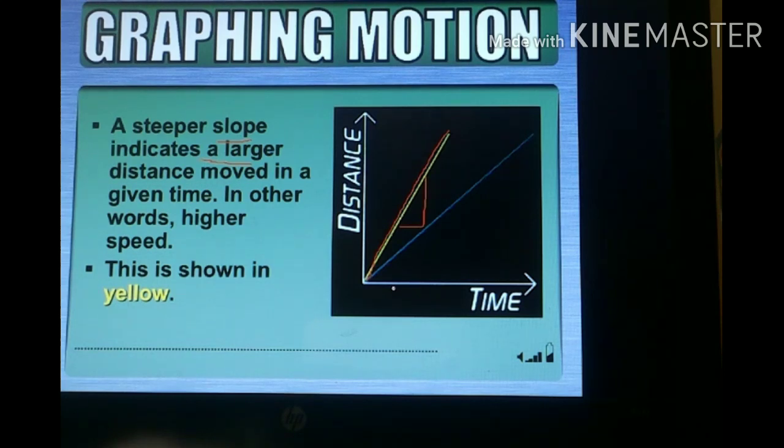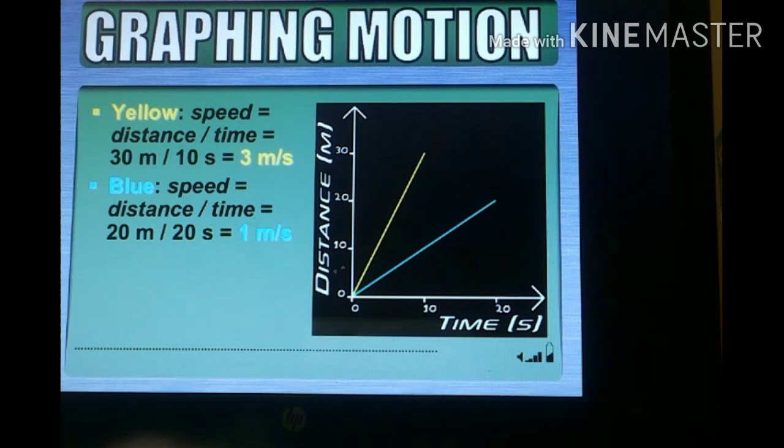Within this small fraction of time, it is traveling so much distance. If you compare this by this, it is not traveling that much distance. If we substitute the values, you will see that for the yellow line, speed is equal to distance upon time. What is the distance traveled from here to here? Distance traveled is 30 and the time span is 10 seconds.